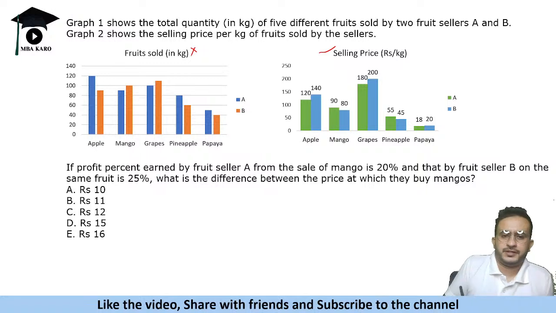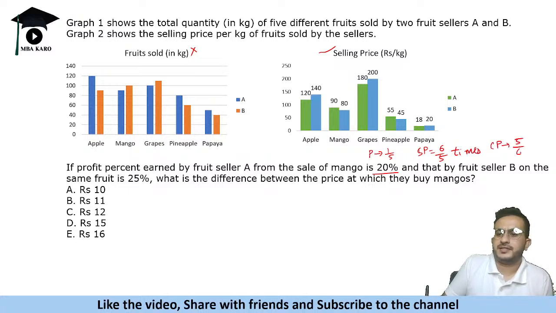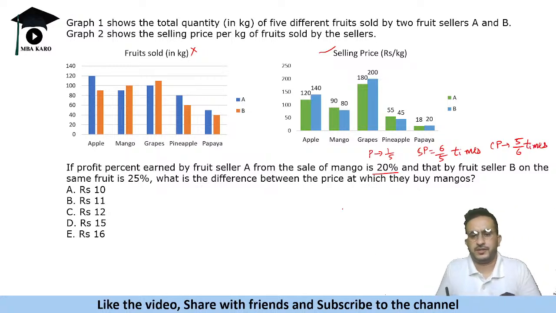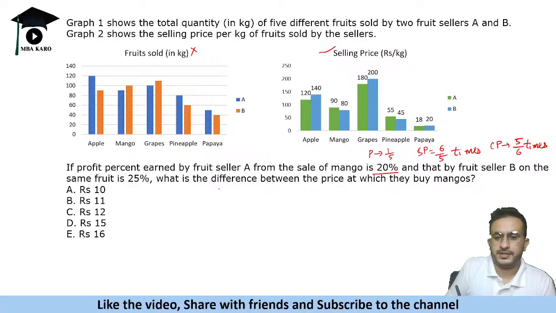So profit earned by fruit seller A on mango is 20%. So profit is 1/5, right? So selling price will be 6 by 5 times, or cost price will be 5 by 6 times. So these fractional conversions should be quite easy. Okay, so 5 by 6 of this, that is 75.